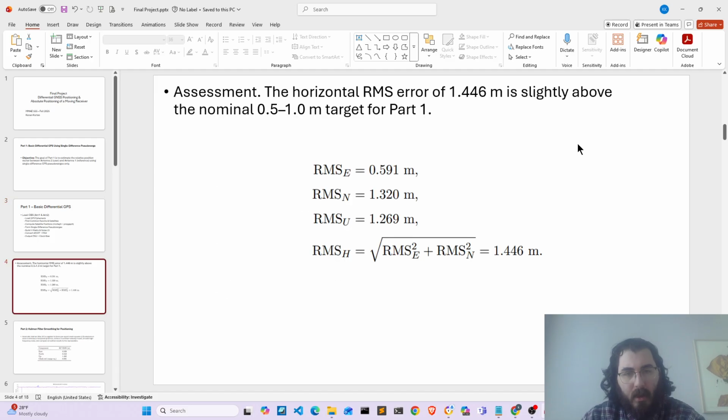The part 1 solution achieved the following RMS performance: east 0.59 meters, north 1.32 meters, and up 1.27 meters. Horizontal is 1.45 meters. East performs best, while north and up exhibit larger fluctuations, which is common because geometry is weaker in those directions.